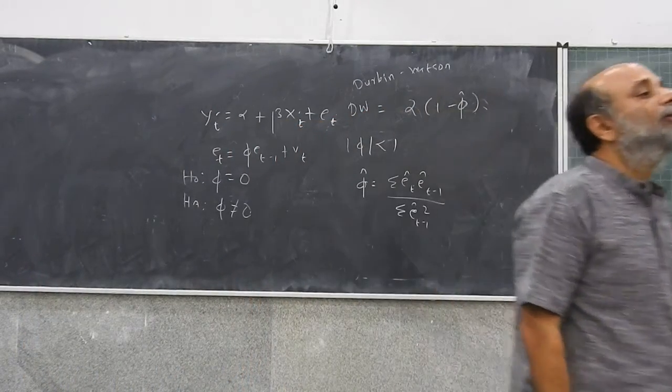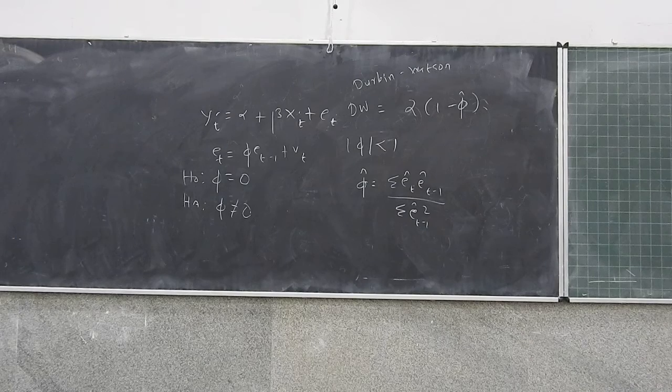Now the point is, if phi is equal to 0, what value would the Durbin Watson statistic take? 2. What is the maximum value of phi hat? 1. So if phi hat is equal to 1, what would Durbin Watson take? 0. And what is the lowest value of phi hat? Minus 1. If phi hat is minus 1, what would the value of Durbin Watson be? 2 minus minus 1, which is 4. So the Durbin Watson lies between 0 and 4.